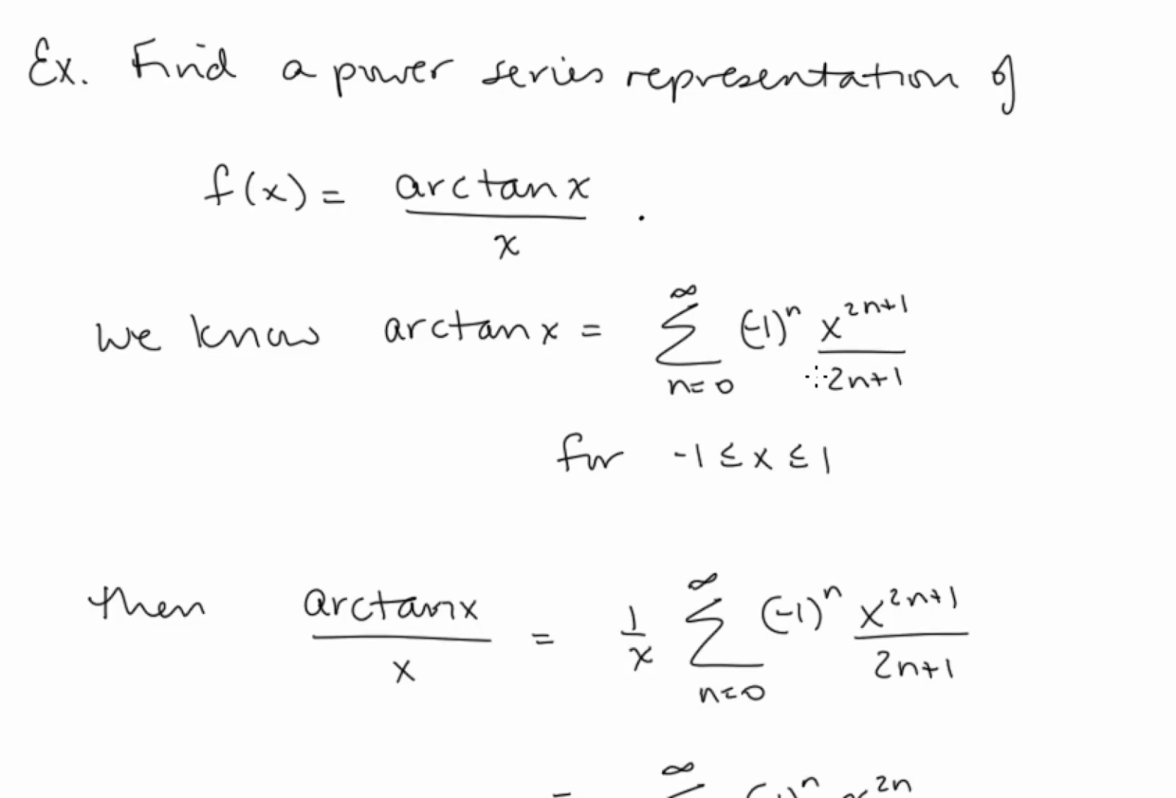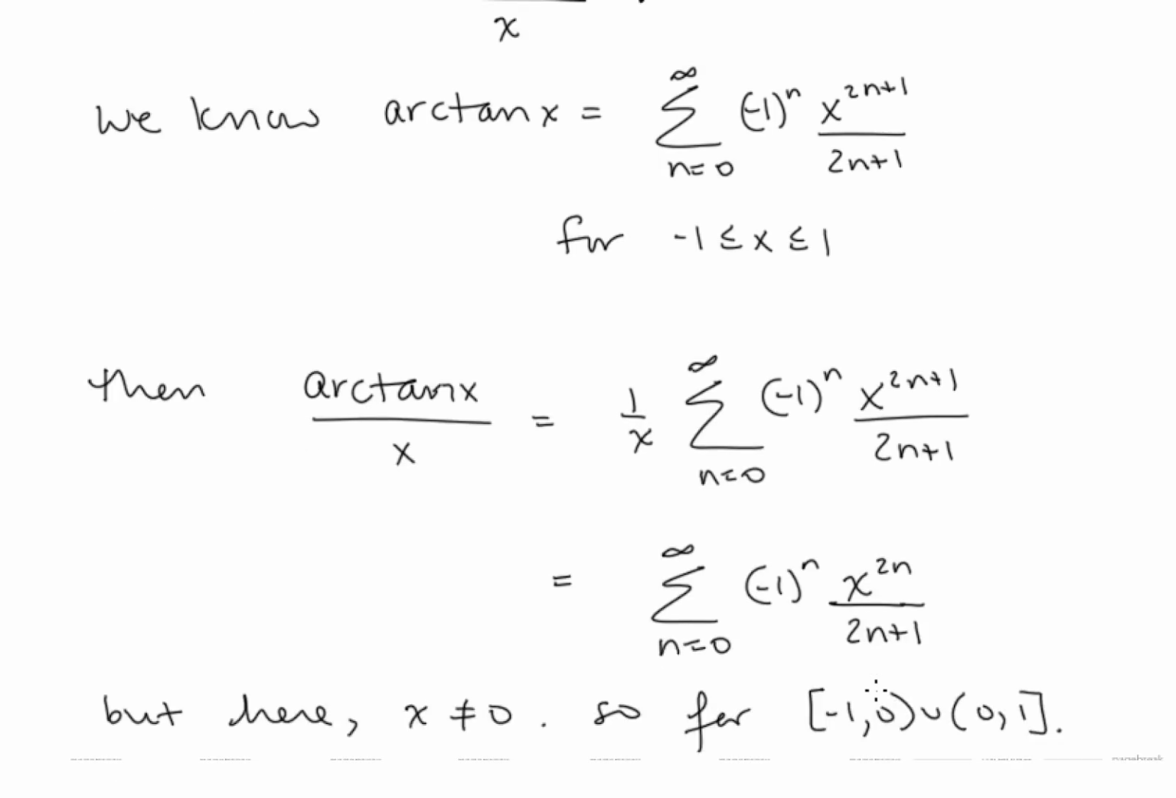And one more example, let's find a power series representation for arctan of x over x. So similar to what we did in the last one, we're going to start with the series for arctan x and its interval of convergence. Then arctan x over x is just 1 over x times this series. So when we bring that in, we're subtracting 1 power here. So we get x to the 2n over 2n plus 1. Now we need to be careful here. We said that our interval of convergence for this series is x going from negative 1 to 1, including both endpoints. So this series is also going to converge for the same x values.